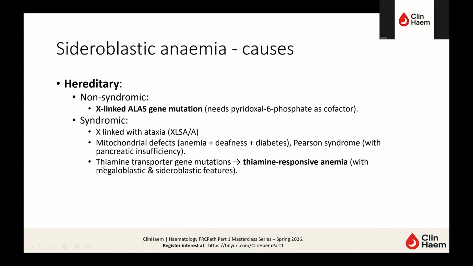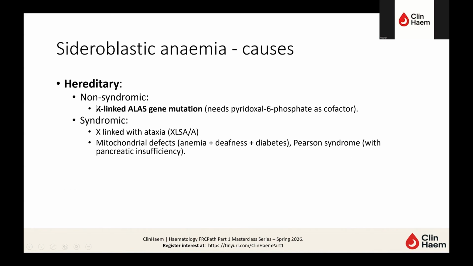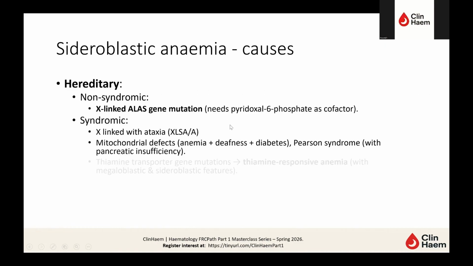And there's a thing called thiamine-responsive anemia, thiamine transporter gene mutation. So they can't use thiamine properly. So if you give thiamine, then that will help. So again, they will have sideroblastic anemia and megaloblastic changes, but thiamine is going to correct the anemia. The sideroblastic anemia can be hereditary or acquired. Hereditary, what you don't know about because probably you've never seen, I've never seen, it's X-linked ALAS gene mutation and response to pyridoxine.